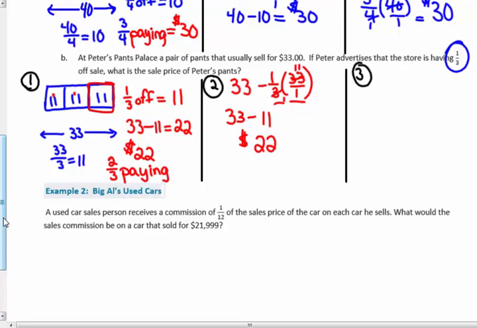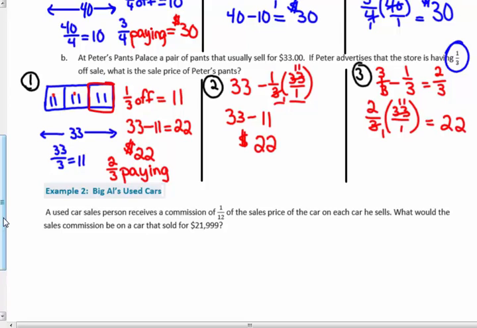Method 3. Start with the whole number 1, or like the whole bar, it's related to the bar method. Whole number 1 and subtract 1/3 from it. Well, 1 minus 1/3, well, 1 is the same thing as 3/3. 3/3 minus 1/3 gives me 2/3. So I'm subtracting first. Now multiply my part that I'm paying times the original number, which was the pants were $33. And yes, those 3's cancel. And 2 times 11 is 22.